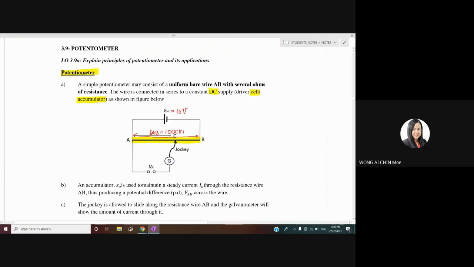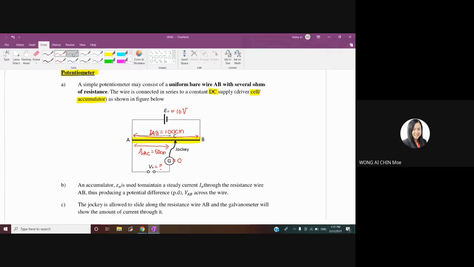Maybe they will ask you to find the value of Vx, if the length A to C is only 50 cm, when equilibrium is achieved, when the galvanometer shows 0. Meaning we also need to do it as a ratio. So what you should do is draw a loop.